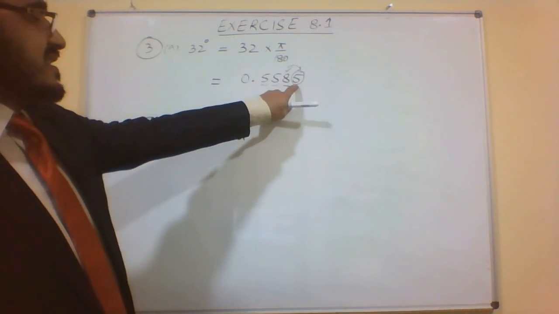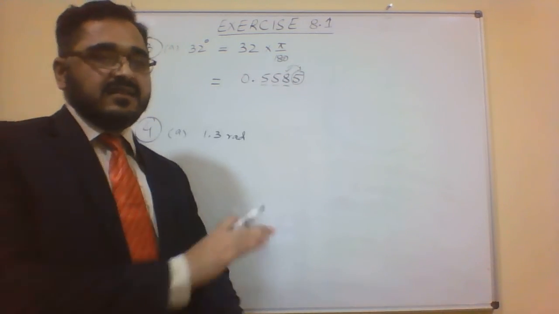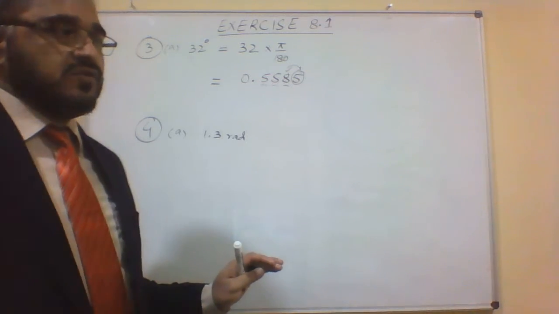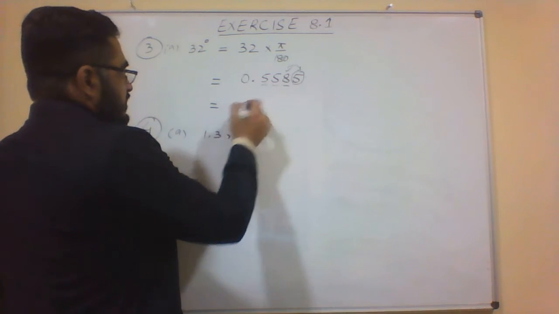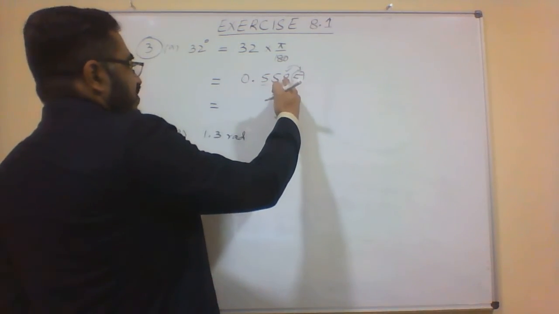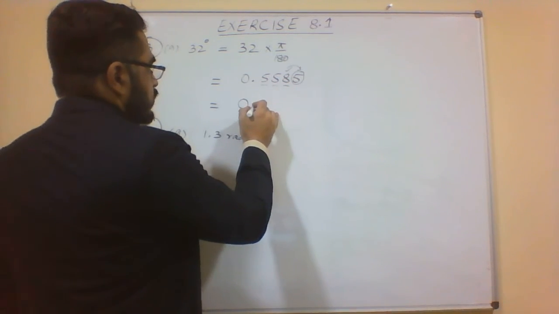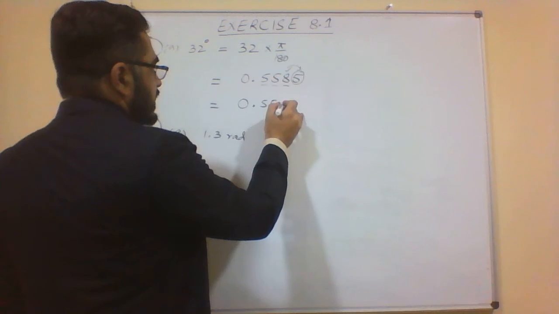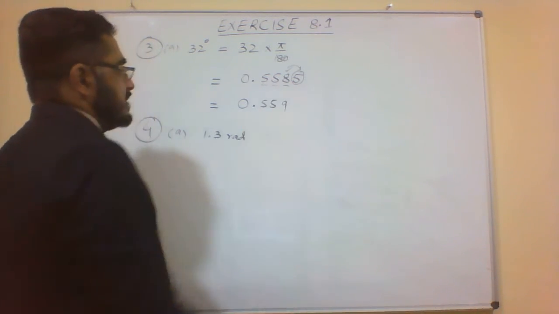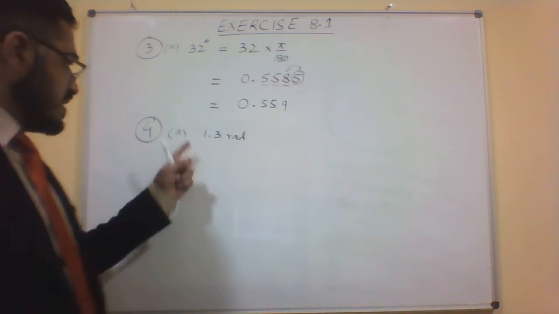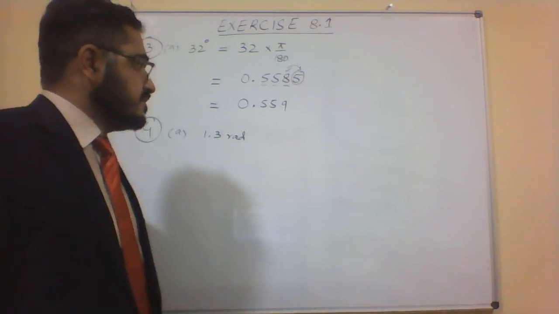If this digit, the 4th digit, is less than 5, then we can remove that digit, and no increment will be there. As this is 5, we have to add 1 to the previous digit. It will be, in 3 significant figures, 0.559. As this was 8, we are increasing 1 in this one, then this will be 9. Now the other parts are similar to this one, you can do them by yourself.